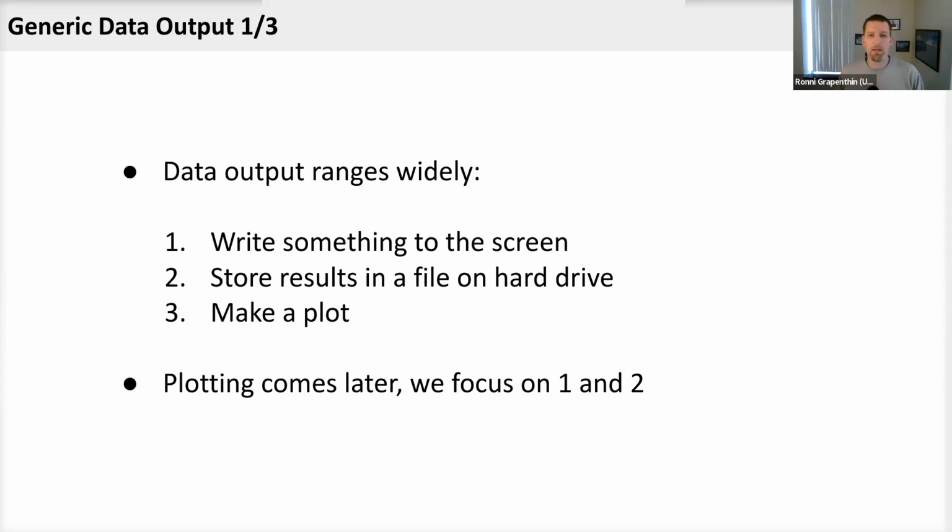On the output side, we have a fairly broad range of possibilities. We write something to the screen. That's what we've done a lot already. You can store your results in a file on a hard drive, in the cloud, everything's a hard drive, or you can make a plot. You may not want to store the numerical values of something, say of a simulation, but all you want to get out of it is a plot. That too is data output, and then that plot gets stored. Plotting comes a little bit later. Today we'll focus on points 1 and 2 here.